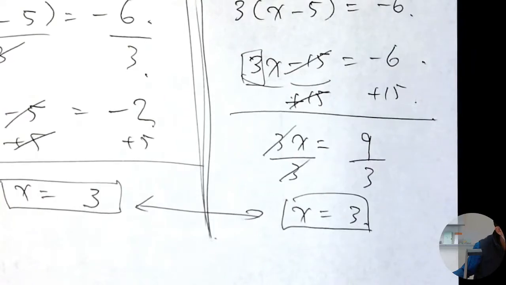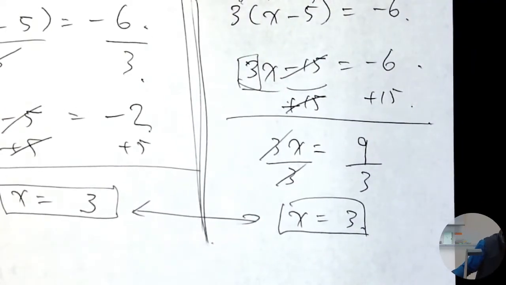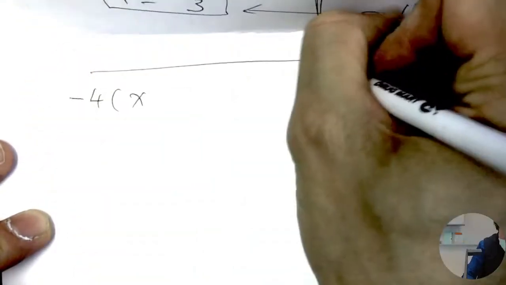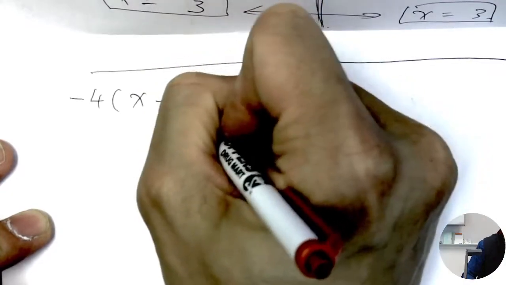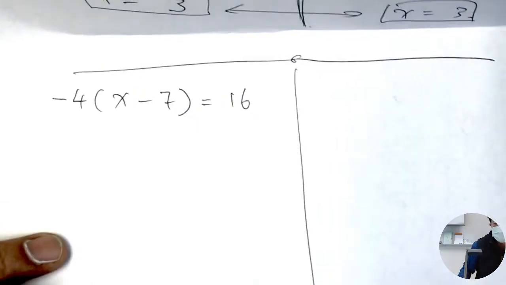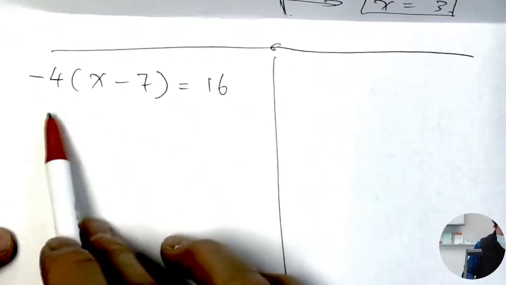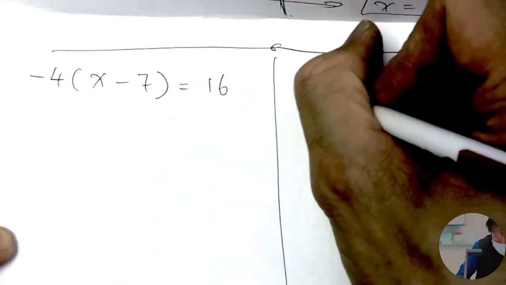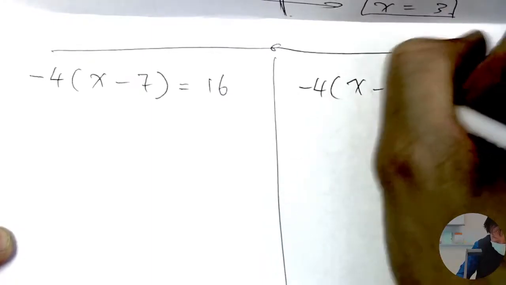All good? All good? Now, I'm going to give you the next question, but I want some of you to solve it one way and some of you to solve it the other way. Okay, so negative 4x minus 7 equal to 16. Can I get half of you to solve by dividing negative 4 and then half of you to solve it by multiplying the negative 4 in? Negative 4x.